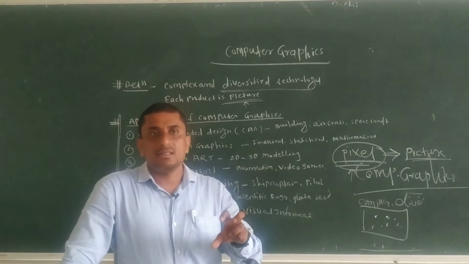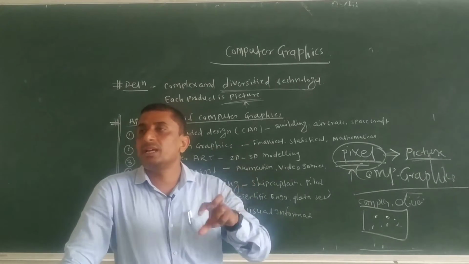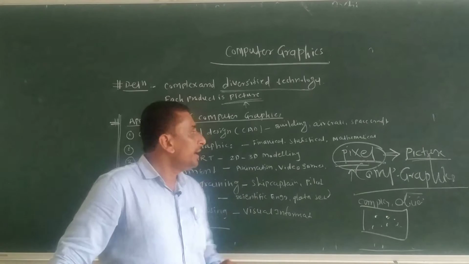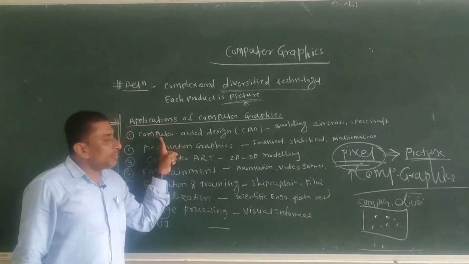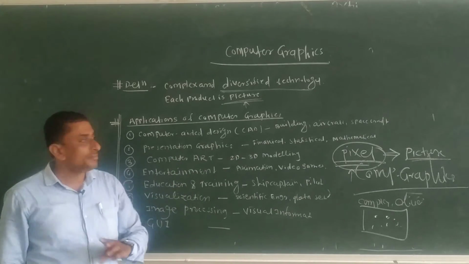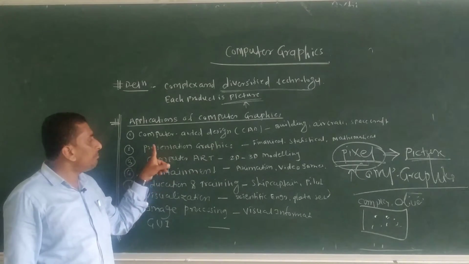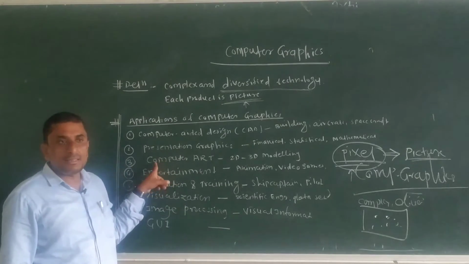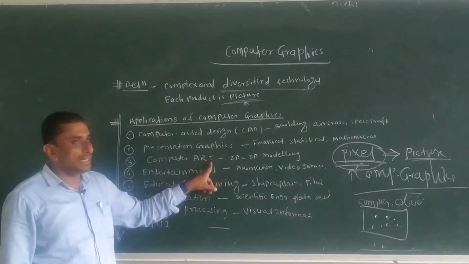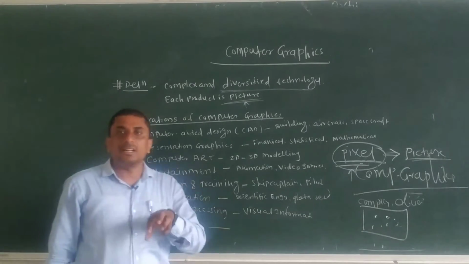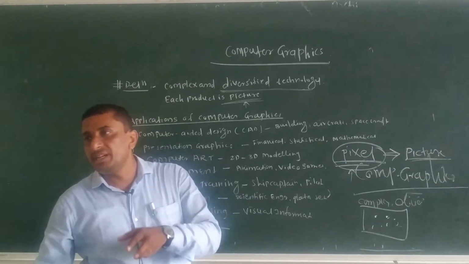Which are the areas where we are implementing computer graphics? The first one is computer aided design, that we call CAD. The second one is presentation graphics. The third application area is computer art. The fourth application area is entertainment, the area where we are implementing the corresponding concept.